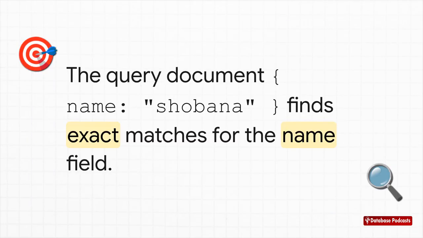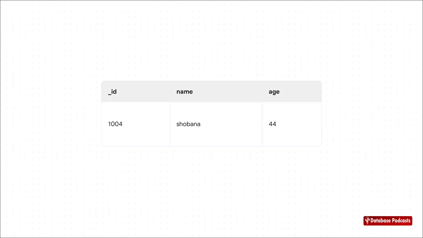So if we take that rule and put it into code, this is what we get. We're still using find, of course, but look inside the parentheses. Our query document isn't empty anymore. It's got our condition right there. Find the documents where the field name matches the value Shobana. Simple as that. And boom, just like that, there's our result. MongoDB went through the collection, checked the name field in every single document, and gave us back only the one that was a perfect match. We've just successfully filtered our data.